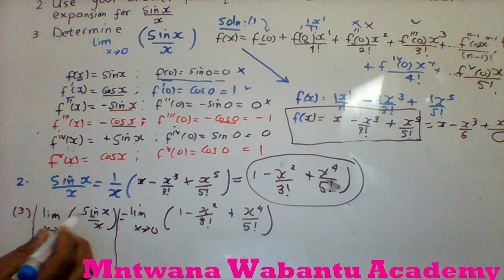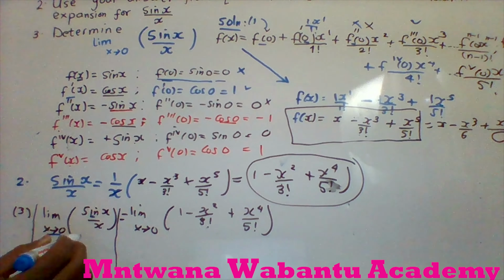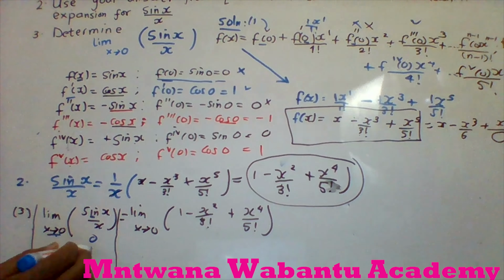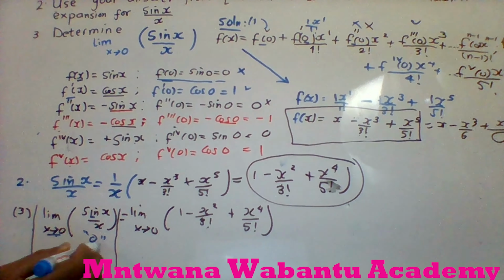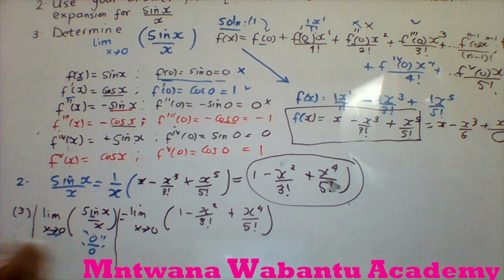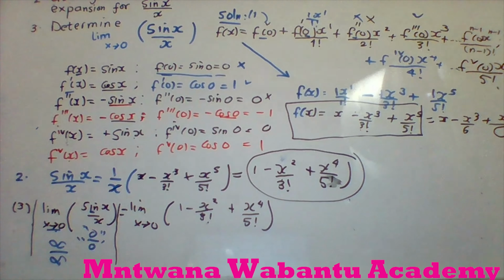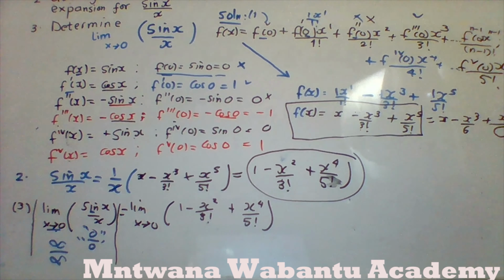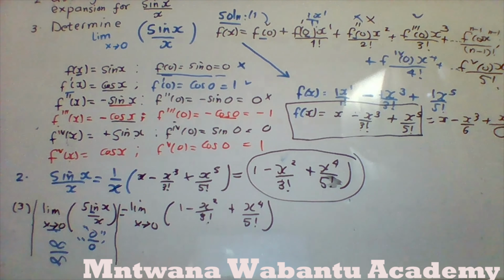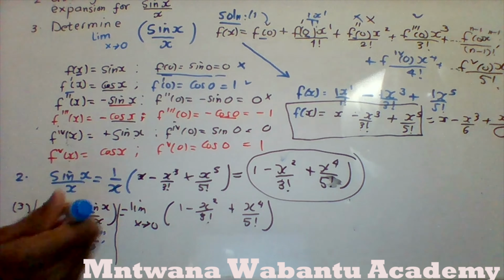Sine of 0 equals 0, and the denominator is 0. So this is called indeterminate, because 0 over 0 is indeterminate, and infinity over infinity is also indeterminate. When it's indeterminate, you have to differentiate the numerator and denominator separately. Do not do the quotient rule, even though it looks like a quotient, please don't do that.